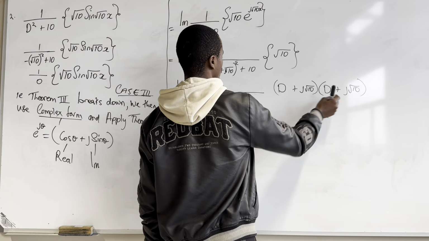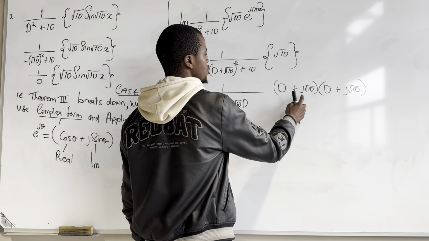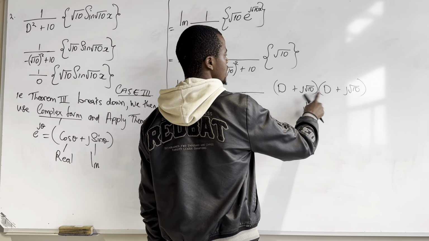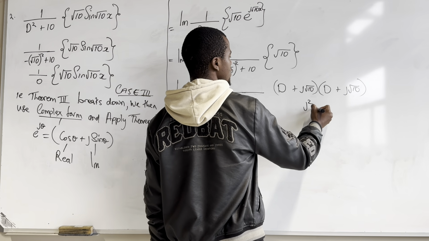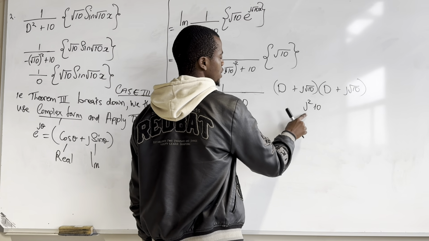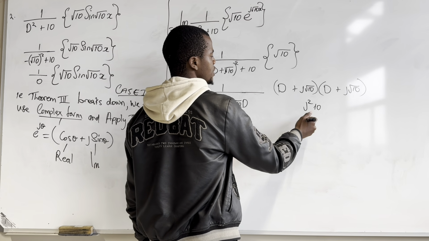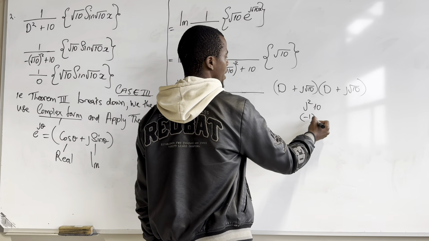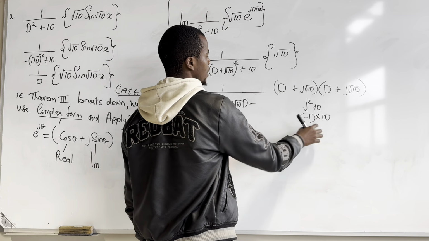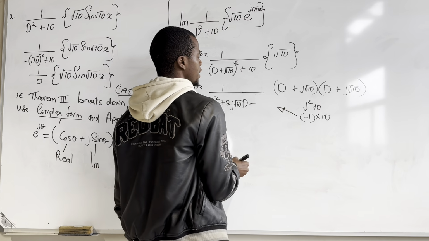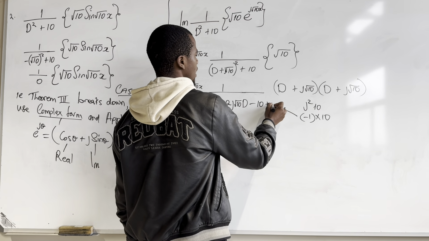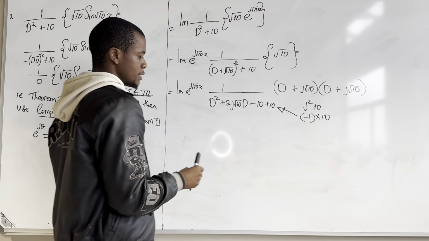Then we have this part, which has j times j, which is j squared, and the root of 10 times the root of 10, which is 10. Okay, and then we know that j squared is equal to negative 1, times 10, so we will end up having a negative 10, and also plus this 10.